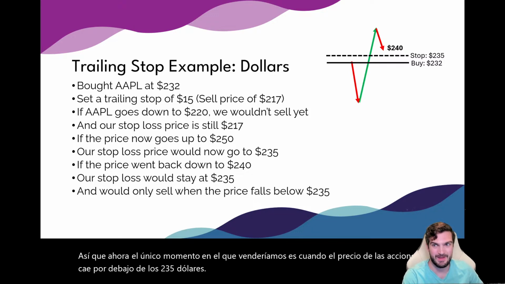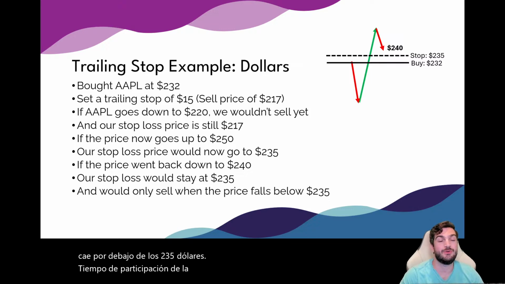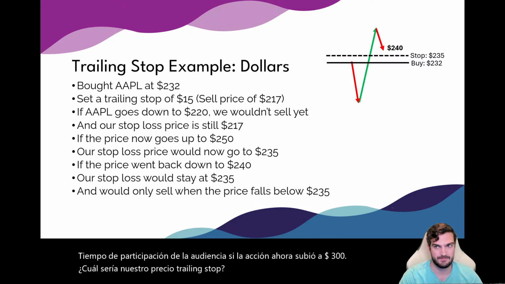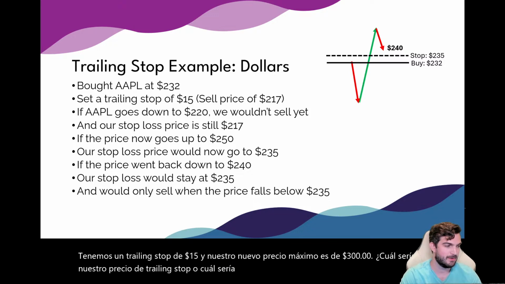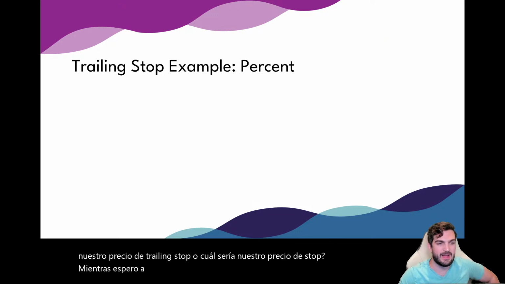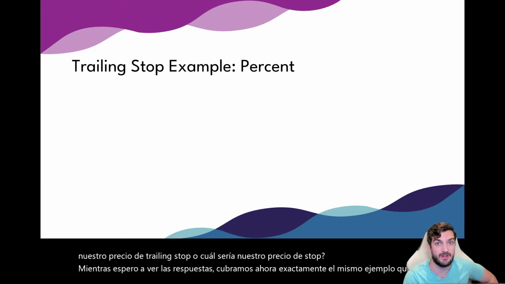Audience participation time. If the stock now went up to $300, what would our trailing stop price be? We have a $15 trailing stop, and our new highest price is $300. What would our trailing stop price, or what would our stop price be? While I wait to see the answers, let's now cover the exact same example but using a percent trailing stop instead.